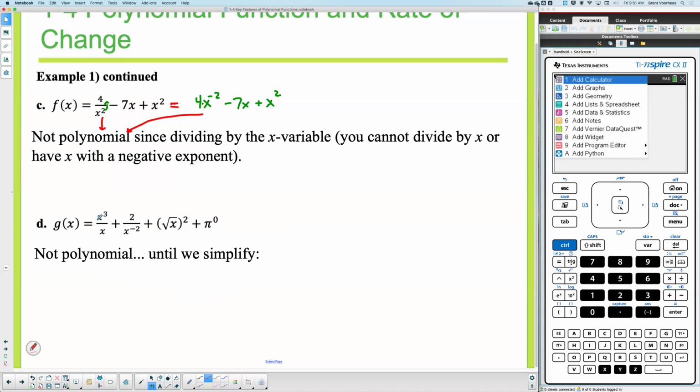So I'm going to start with x cubed divided by x. Do you know what x cubed divided by x is? Very good. This becomes x squared.